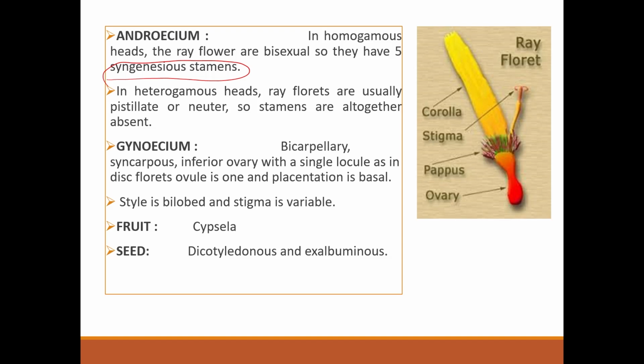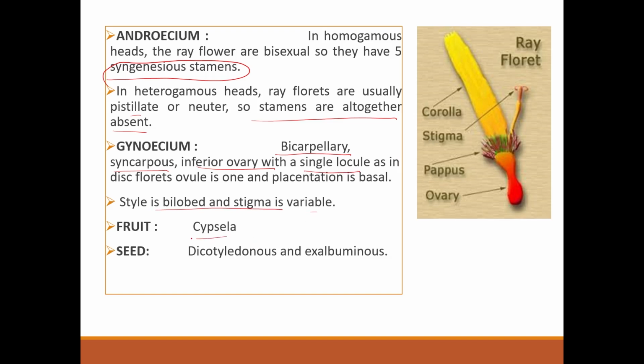So in this the ray floret is bisexual. While in the case of a heterogamous head, the ray floret is usually pistillate. They don't have stamens; stamens are altogether absent in this particular group. Like in the case of a sunflower, they don't have an androecium. They have either neutral flowers, or only pistillate flowers. And if you see, the gynoecium is made up of a bicarpellary, syncarpous, inferior ovary with a single ovule, and the style becomes bilobed and the stigma is variable.